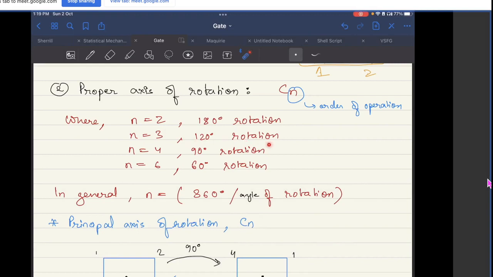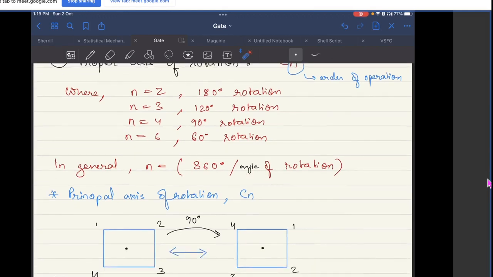For the 120 degree rotation that I was doing in the equilateral triangle that you have seen, my order of operation was n equal to 3. Similarly, for 90 degrees and 60 degrees, we have n equal to 4 and 6. So in general, n can be calculated as 360 degrees divided by the angle of rotation. For example, if the angle of rotation is 180 degrees, 360 divided by 180 gives n equal to 2, correct?